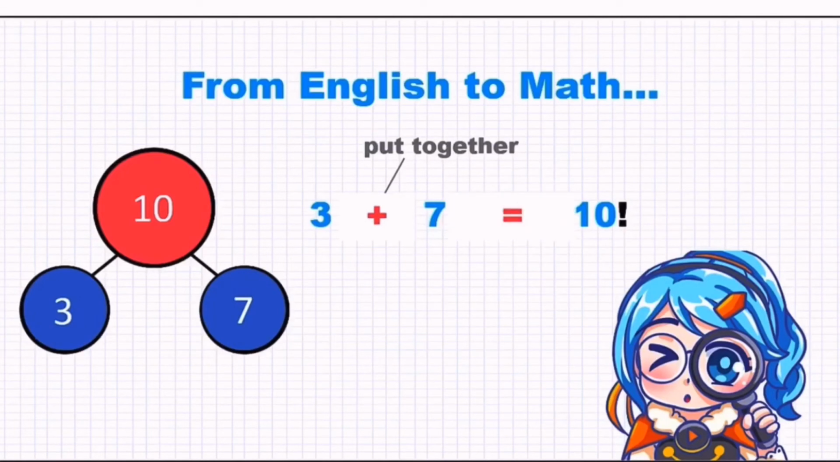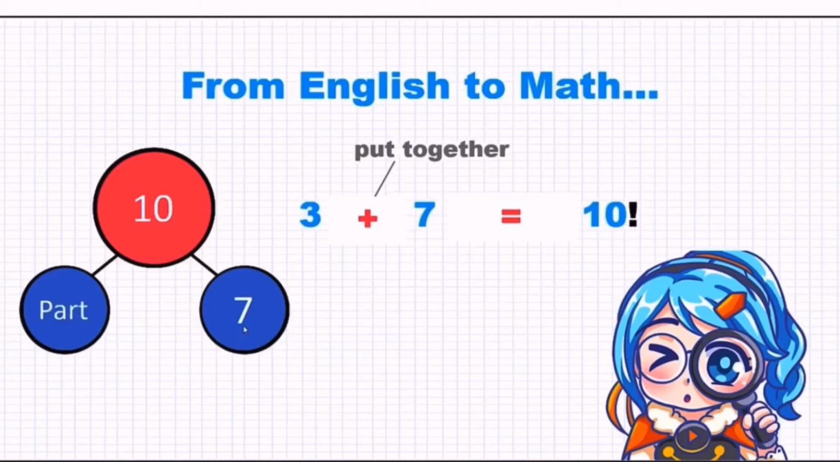See what we have now? We have magically turned 3 and 7 makes 10 into a math addition sentence. 3 plus 7 equals 10. What we are saying is that one part plus another part gives us the whole. 7 is a part and 3 is a part. And when we put the parts together, we'll get a whole, and that's 10.